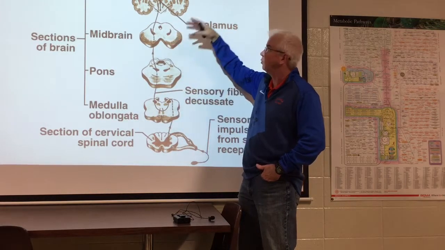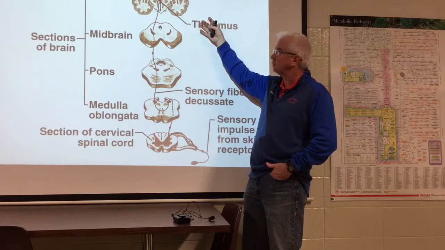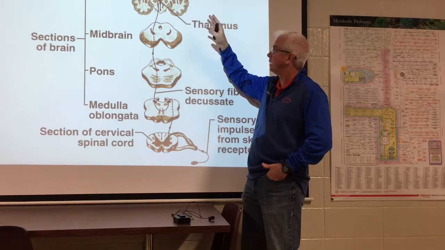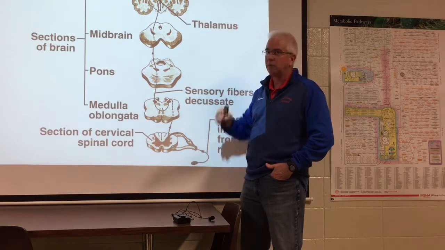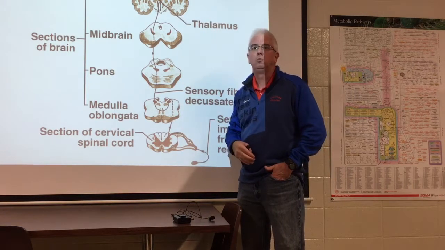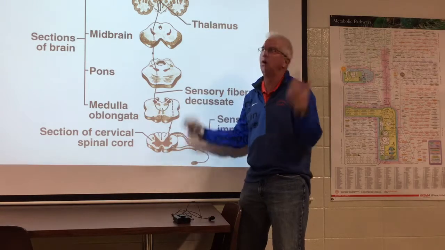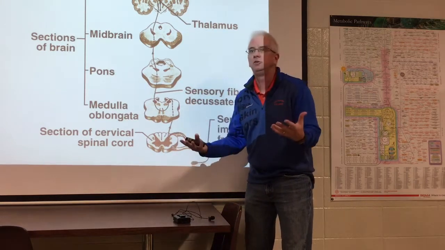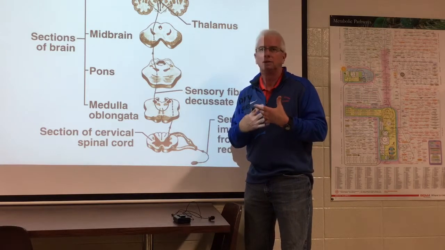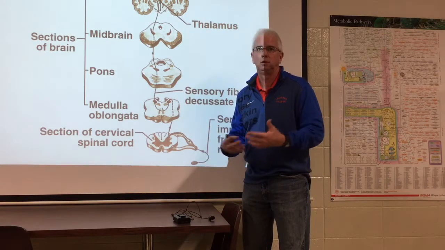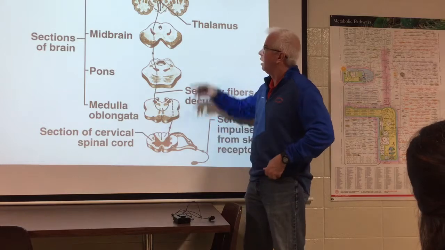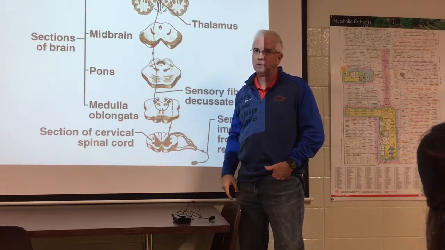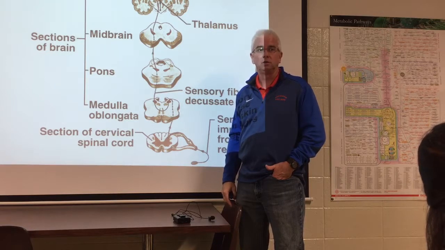That information arrives then, its second order neuron arrives at the thalamus. The thalamus is a major relay station. We'll say it over and over again. The thalamus. Everything that comes into us goes there. It's like Grand Central Station for sensory information. The thalamus then delivers information into the cerebral cortex, where conscious perception is.